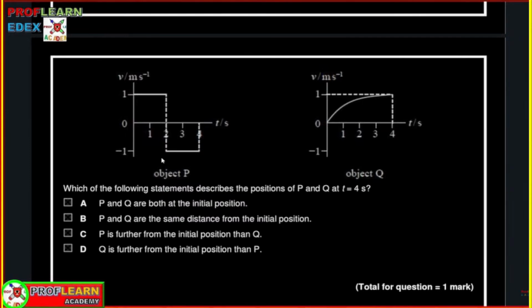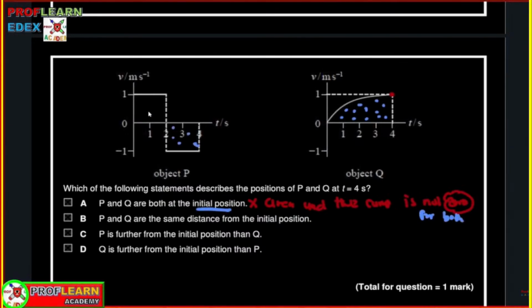So, P and Q are at the same distance from the initial position. That's not true, because for P, it is at the initial position and the area is 0, but for Q, the area is not 0 in that case. So you can say that statement is not correct, because the areas under the graph of the two are not equal, or are not both equal to 0. This one is not correct because the areas are not equal.